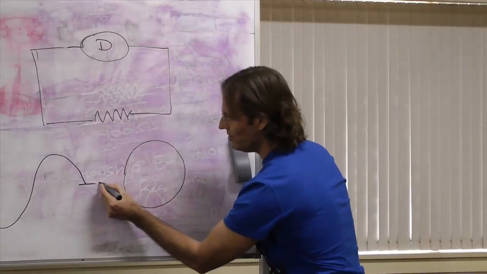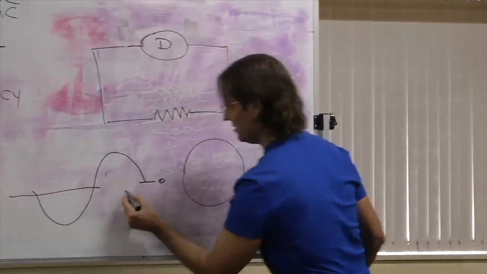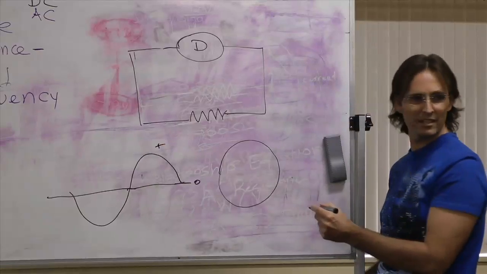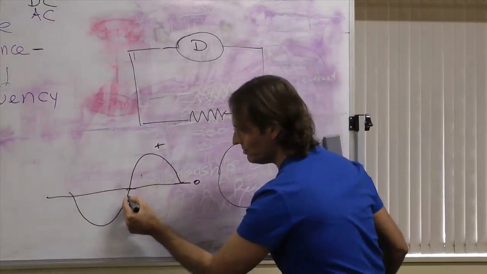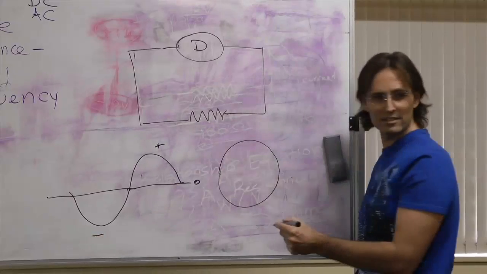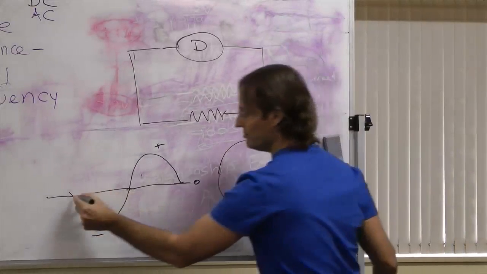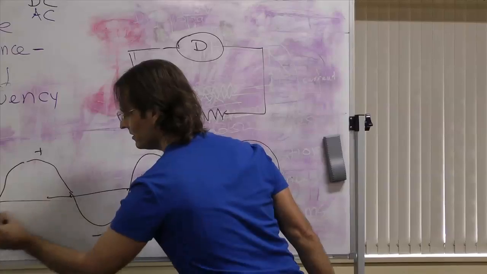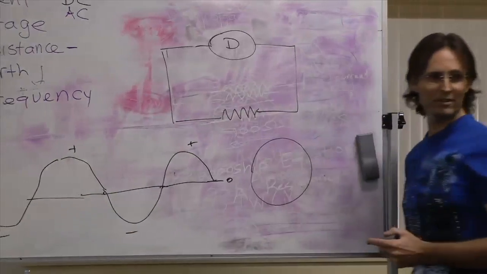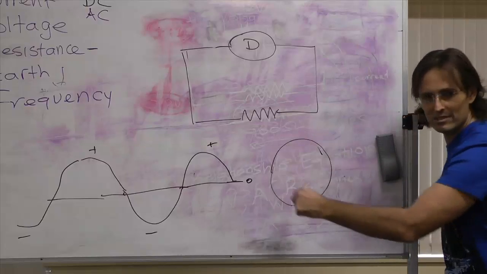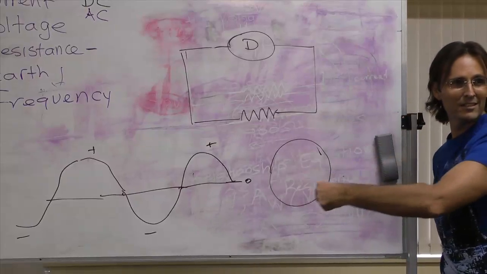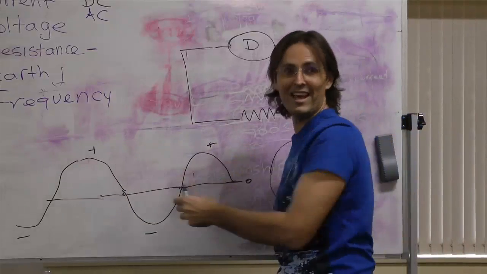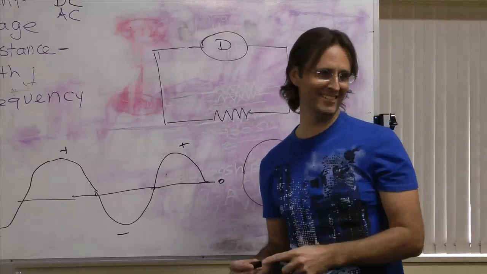where this is 0 volts, and it goes to its full amount positively, and then it goes through 0 again, and then to its full amount negatively. And then it goes through 0 again, full amount positive again, and 0, full amount negative, and so on. So as this rotates, it's actually producing positive and then negative and then positive energy and any voltage in between.